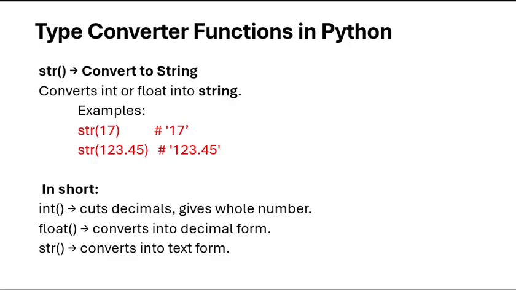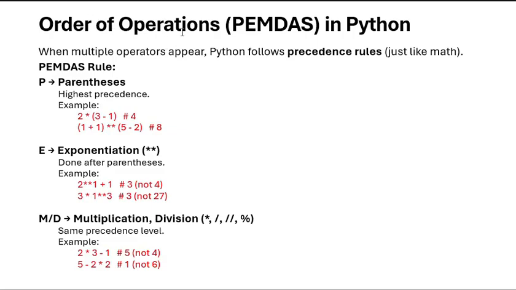Let us see order of operations that I have told you. To perform these operations, we have a rule, that is the PEMDAS rule. When multiple operators appear, Python follows precedence rules just like mathematics. That is the PEMDAS rule. P means parentheses. You have to solve the parentheses first. Highest precedence. This is the first you have to solve.